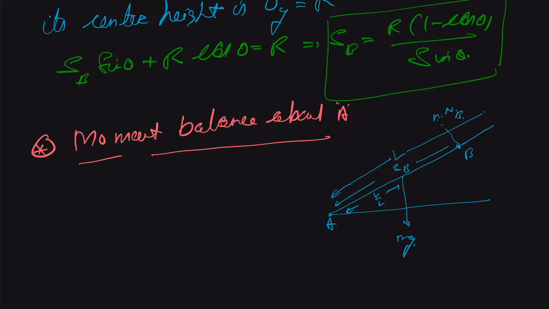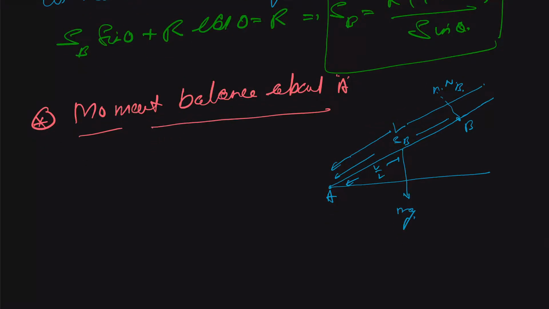Or for point B, NB. Therefore we can say moment balance about A. First is our weight mg, and its moment will be equal to mg, and we have this distance, angle is theta, so the lever arm distance will be L by 2 cos of theta. So this comes as L by 2 cos of theta.